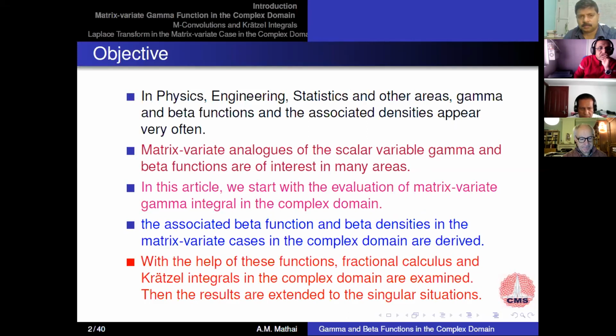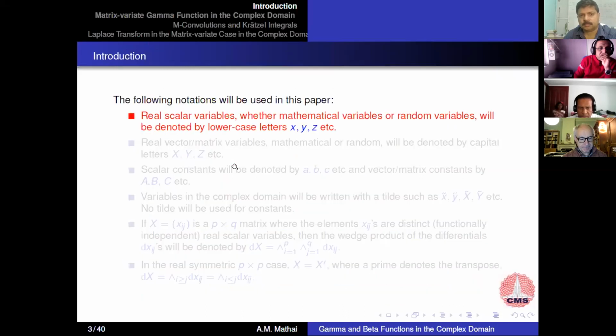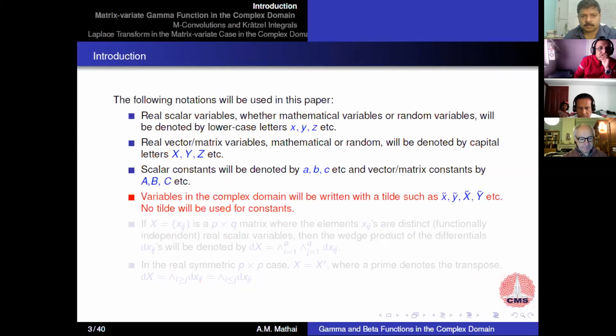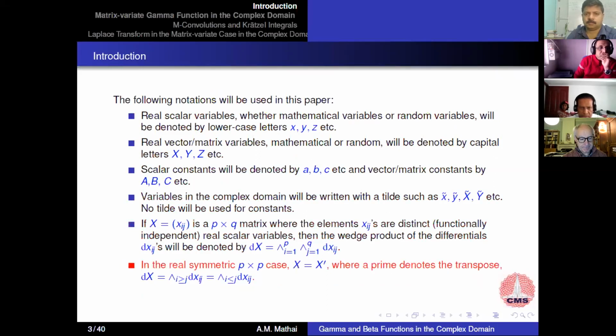There are lots of general results, and the notation that I am going to use: small letters will be used for scalar variables, capital letters will be used for vector and matrix variables, and a tilde will be used on the top for complex variables. Constants, I will not use a tilde. Scalar constants will be a, b, c, etc. Matrix and vector constants will be capital A, B, C, etc.